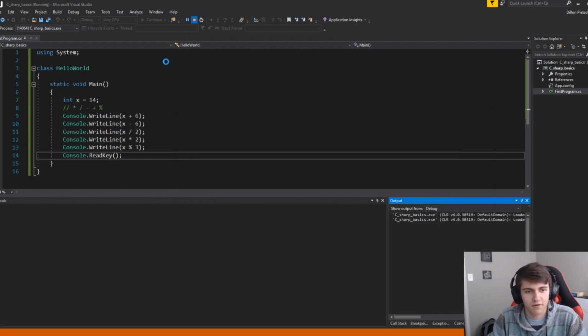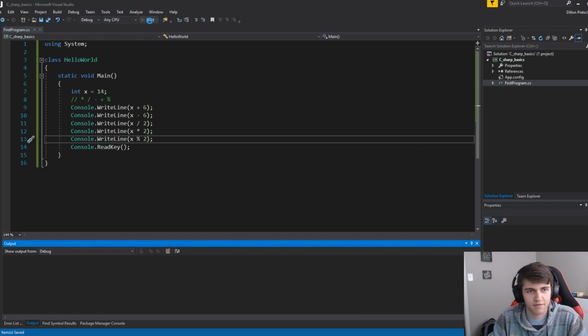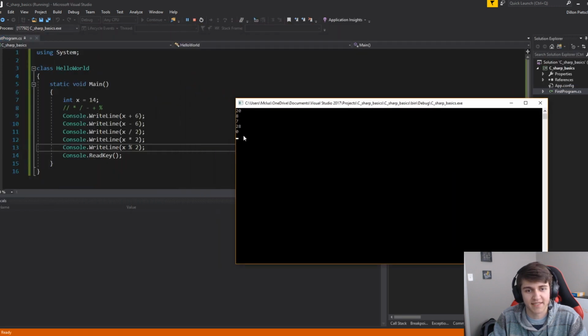But it's helpful. You'll find modulus used a lot with 2 because it's helpful to check if something is even. So if something's even and you use 14 modulus 2, then there's no remainder since it's even. So a lot of times you'll see people checking if something modulus equals 0, then you know it's even. Otherwise, it'll be 1, and then it's odd.